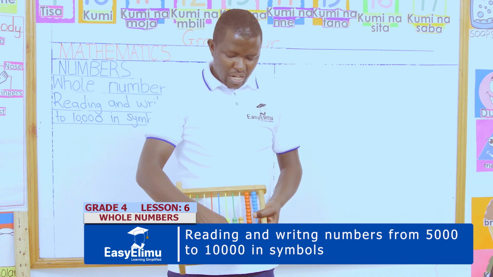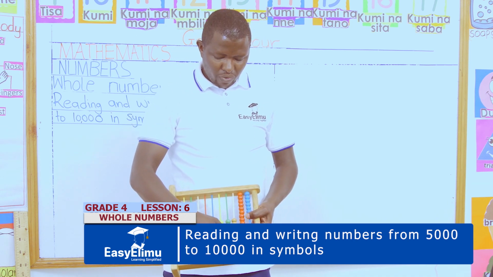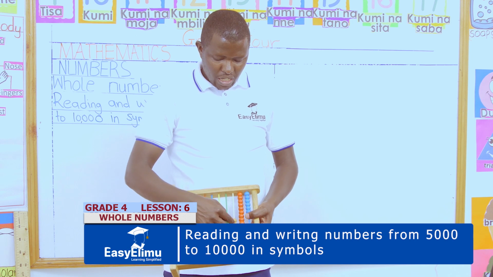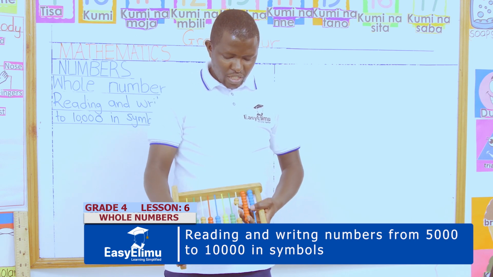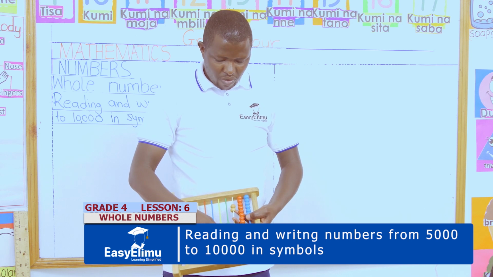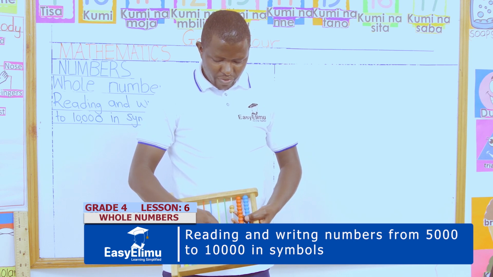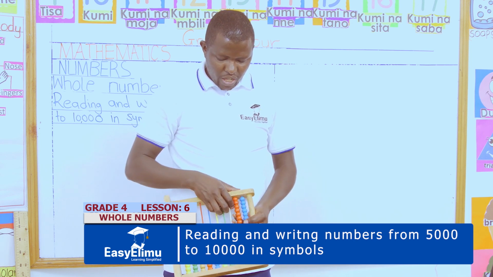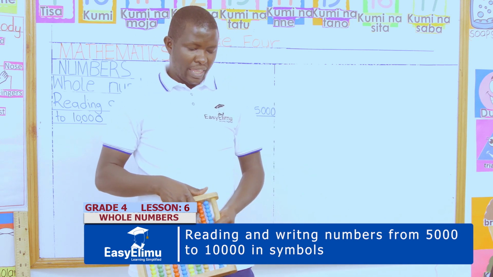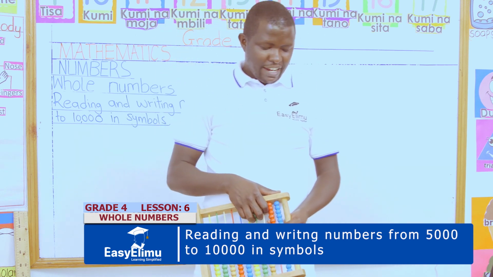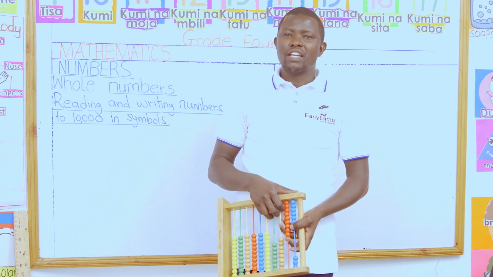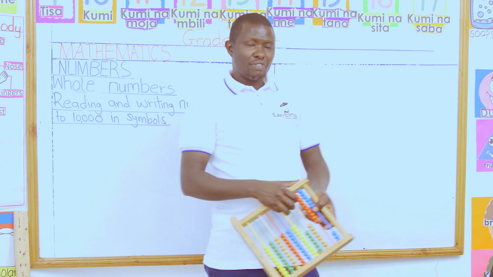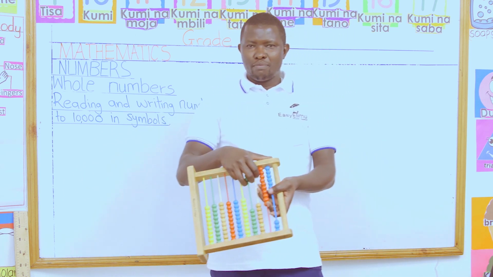In the place value of hundreds, we have 8, so we remove the others. And in the place value of thousands, we have 7, so we remove these ones. That is what we are left with: 7, 8, 0, and 3. This is a number that we have formed from the number cards and the abacus.